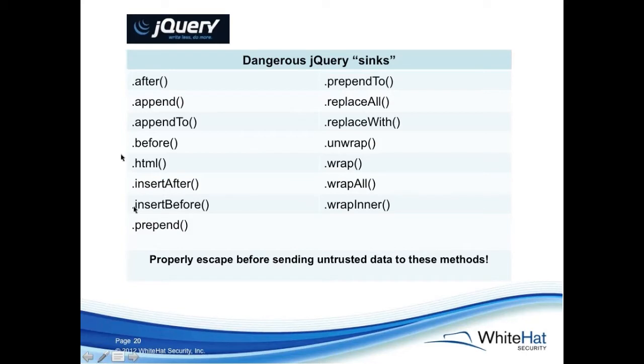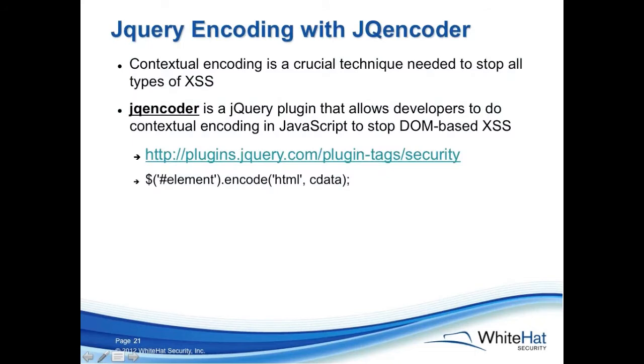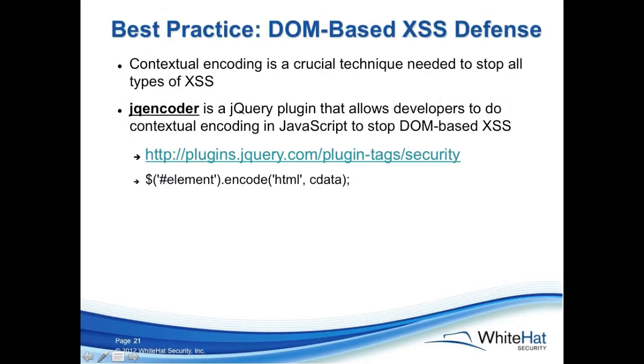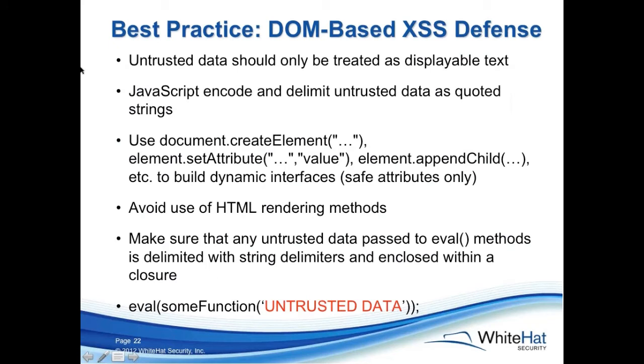In every one of the cases you see before you in jQuery, if you put untrusted data in these methods, it will just execute whatever you put into that method. So if that's a sink, if that's where untrusted data lands in some way, then they will all be vulnerable to cross-site scripting. And you want to use a tool like the jQuery encoder from Chris Schmidt to stop cross-site scripting deep within these different DOM contexts. And then we have a few best practices from DOM-based XSS Defense Guide.